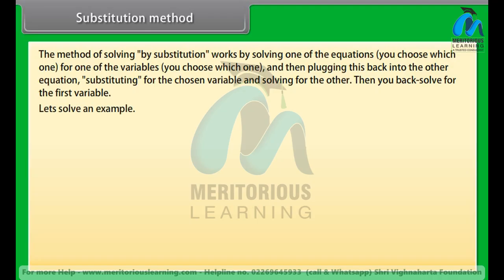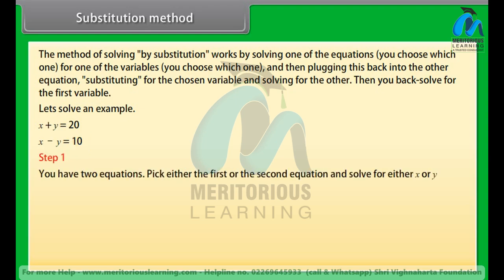Then you back solve for the first variable. Let's solve an example. x plus y is equal to 20. x minus y is equal to 10. Step 1. You have two equations. Pick either the first or the second equation and solve for either x or y. Let's pick x minus y is equal to 10 and we'll solve for x.